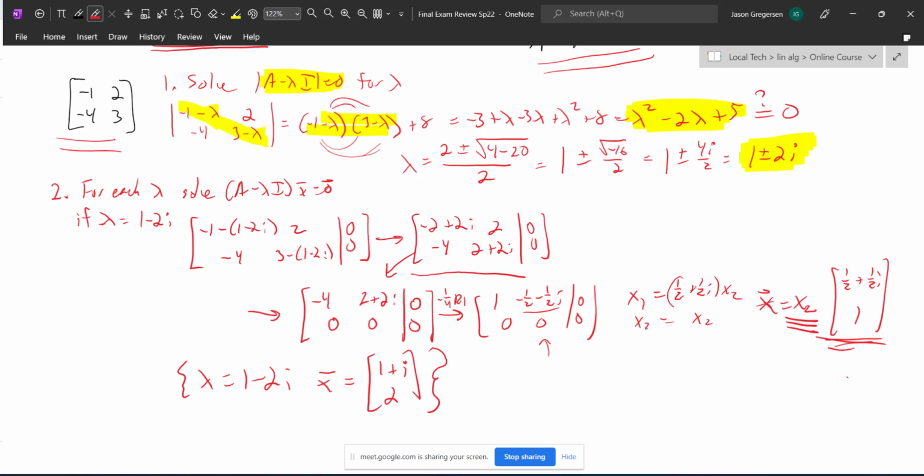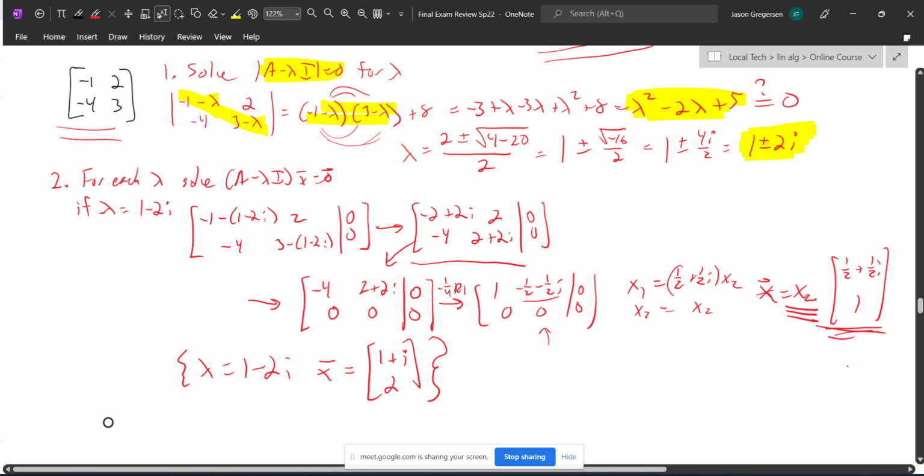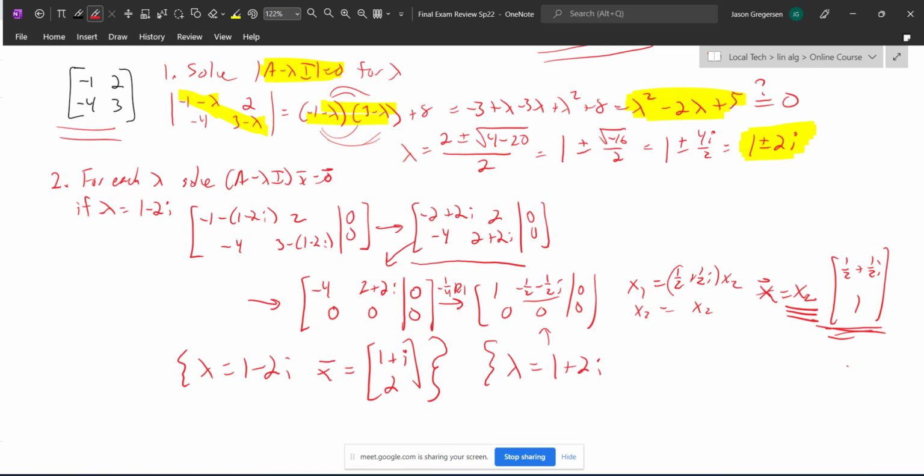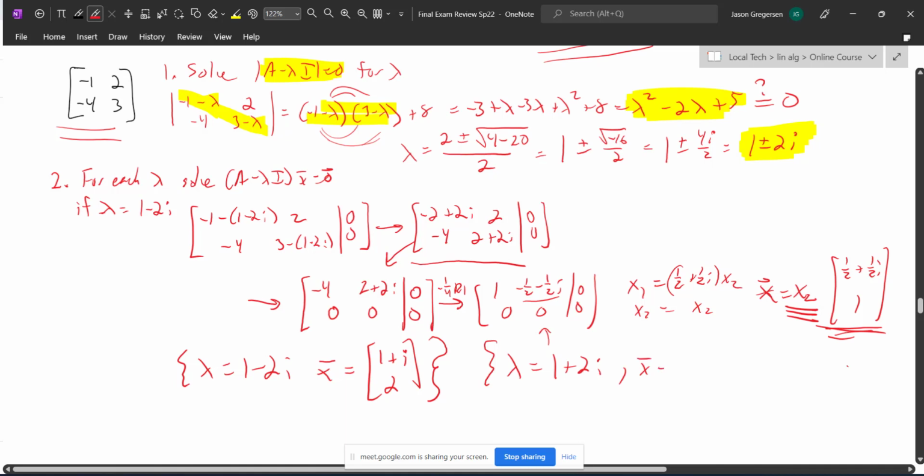All right, so I have my first eigenpair. Now, luckily with complex eigenvalues, I don't have to do that again. I don't have to plug in my other eigenvalue and calculate the associated eigenvector. Because the eigenvalues come in conjugate pairs, in other words, 1 minus 2i and then 1 plus 2i, it turns out the eigenvectors will also come in conjugate pairs.